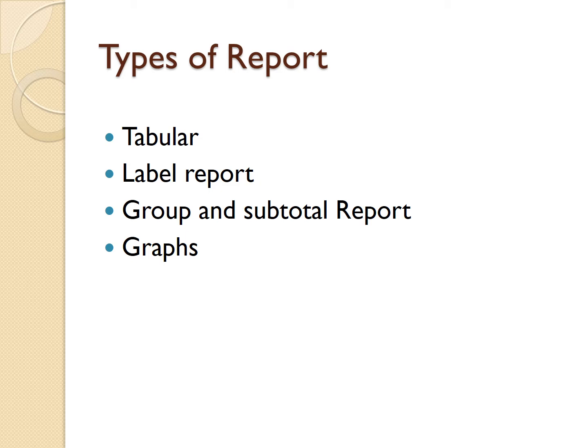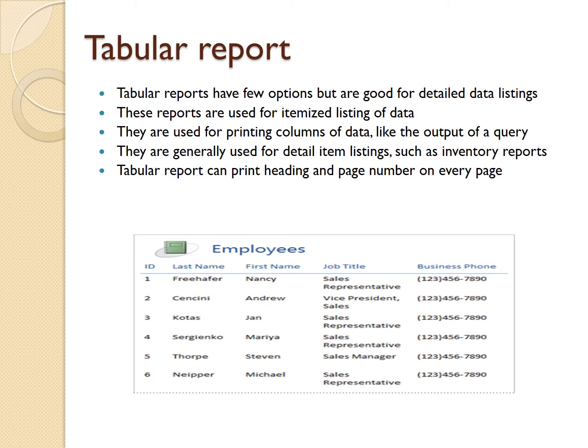The different types of reports are tabular report, label report, group and subtotal report, and graph. First one is tabular report. Tabular reports have a few options but are good for detailed data listing. These reports are used for itemizing listings of data. They are used for printing columns of data like the output of a query. They are generally used for detailed item listings such as inventory reports. Tabular reports can print headings and page numbers on every page.